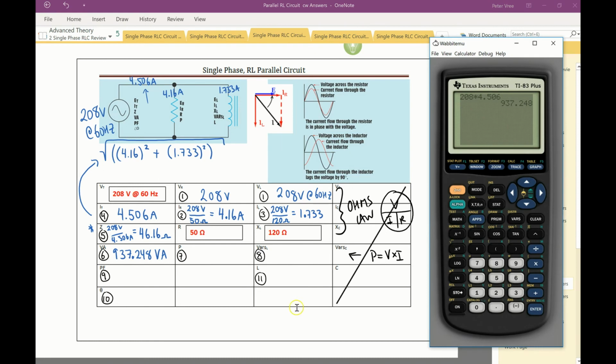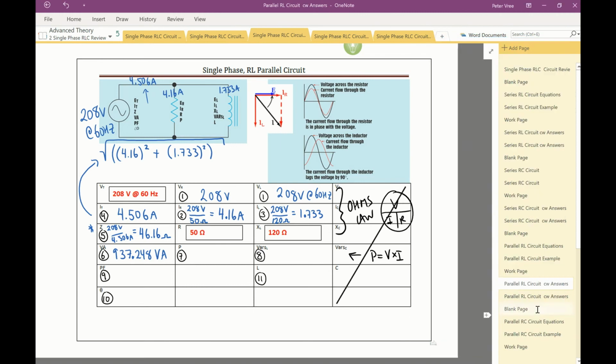Then our wattage, the heat and light that comes off the resistor, is going to be the same voltage times what, 4.16? So I'm getting those values from here, and that's going to give me 865.28. And the units for that is watts.